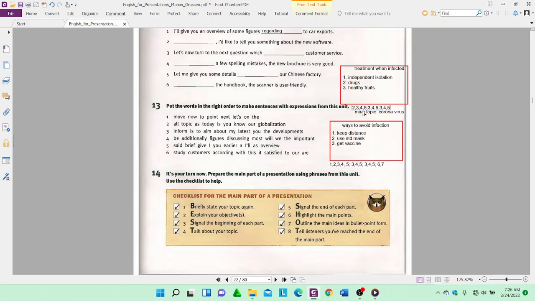Oke. Nah, setelah itu yang akhir nih sudah kan, poin 1, poin 2, poin 3 selesai. Jadi 3 4 5 1, 3 4 5 2, 3 4 5 3, ini ditambah 6. Nah, highlight the main point. Lalu 7. Oke. Sampailah di slide terakhir. Di slide terakhir baru kita pakai nomor 8. Tell listener you have reached the end of the main part.